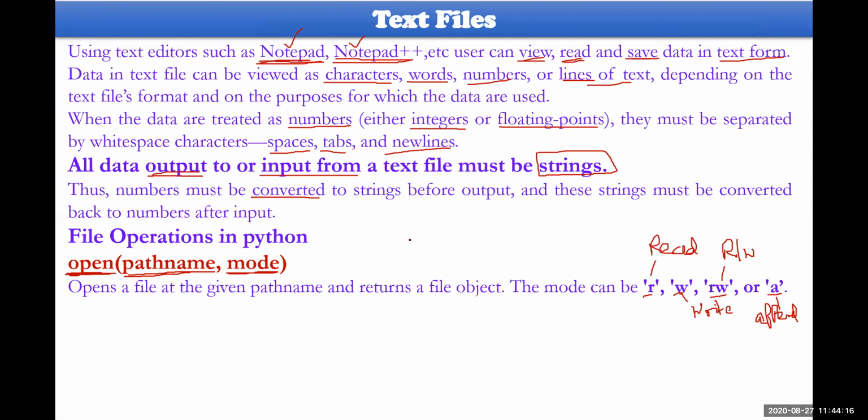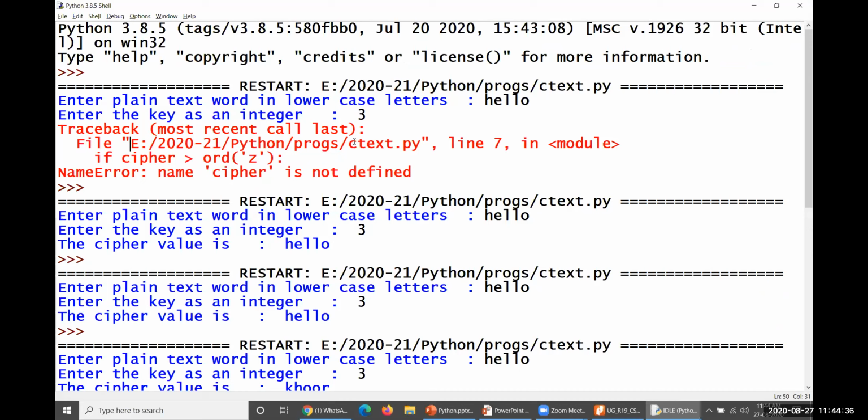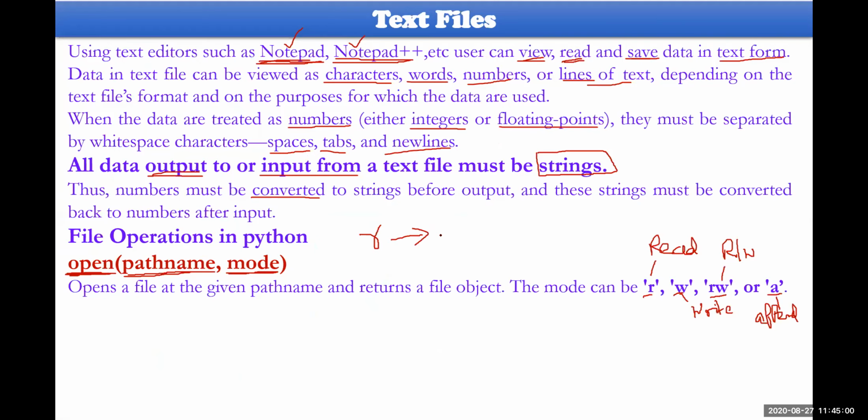More specifically, let me talk about read mode. If you take read mode, it checks whether your file exists in the present working directory or not. We are saving our Python files in a particular location, so let me show you where exactly that is. This is the path where you are saving your files: E:, 2020-21 is one directory, within that Python is another directory, within that PROGS is another directory. There you are saving your Python files. Whatever name you have given, it checks whether it exists or not. If it exists, it can be opened. If it does not exist, it doesn't do any kind of operation for you.